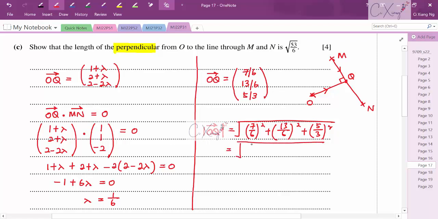Okay, so I'm having 49 over 36, 169 over 36 also, and then 25 over 9. Okay, if I add all the answer together, I will get 53 over 6, which is what they want us to show. Okay, so this is how we try to find out the perpendicular distance from O to the line MN.